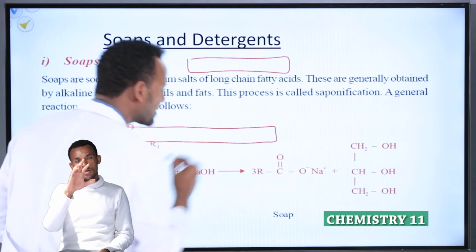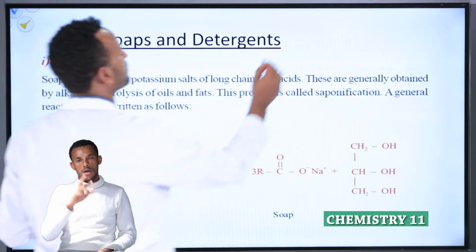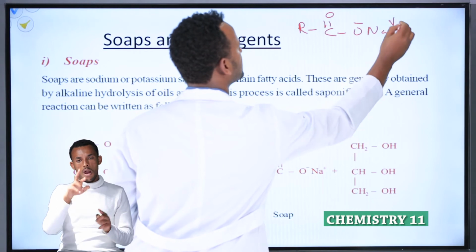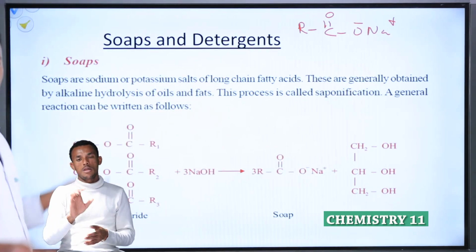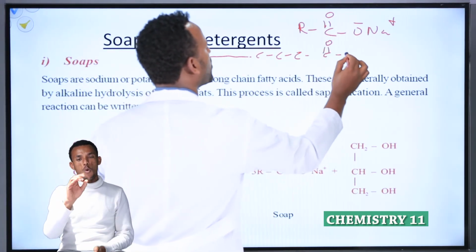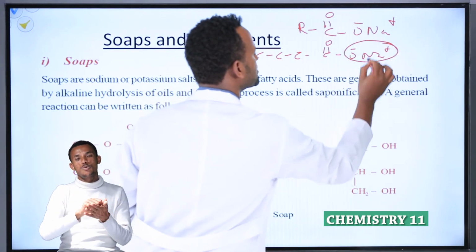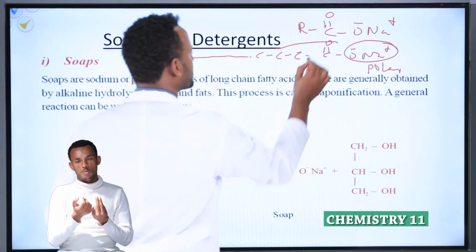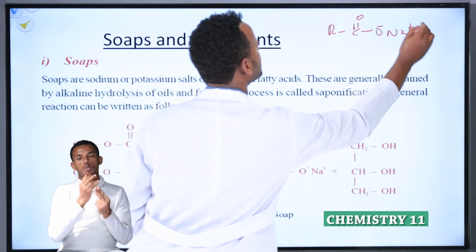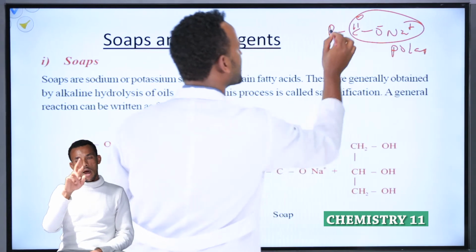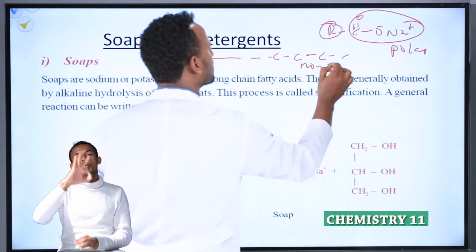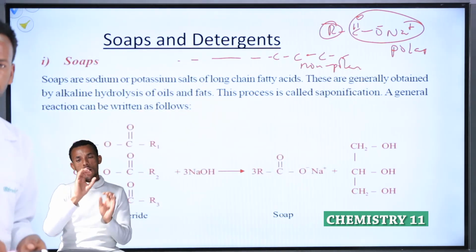Look at this one. RCOO minus Na plus. R is what? R is a number of carbons. This is COO minus Na plus. For soap, this group is polar. This group, RCOO minus Na plus, is polar. R means a number of carbon groups. The R group is non-polar. One molecule contains polar and non-polar parts.